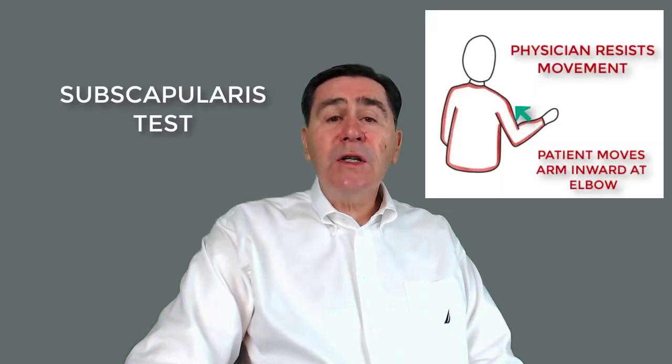Testing the subscapularis can be done by having the patient stand with both arms by his or her side, and the arm should be flexed forward to 90 degrees at the elbow. The patient will be instructed to move the arms sideways toward the midline of the body, while the physician is holding the patient's wrists and resisting the movement. Pain would indicate a subscapularis problem.